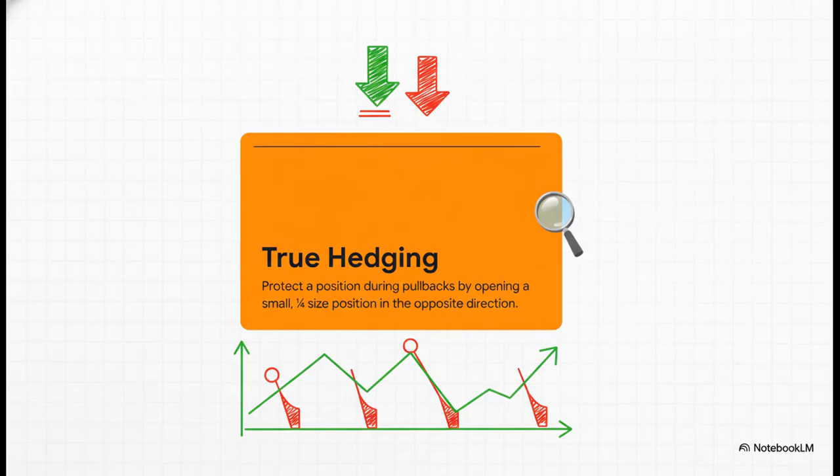The system also has a really smart defensive move called true hedging. So let's say you're in a buy trade, but the 5-minute chart shows things are pulling back a little bit. Instead of panicking and closing your trade, you can open a tiny, quarter-sized sell position. The point isn't to reverse your trade, it's to create a small buffer to reduce your risk during that dip. As soon as the main trend kicks back in, you close the hedge and let your original trade do its thing.